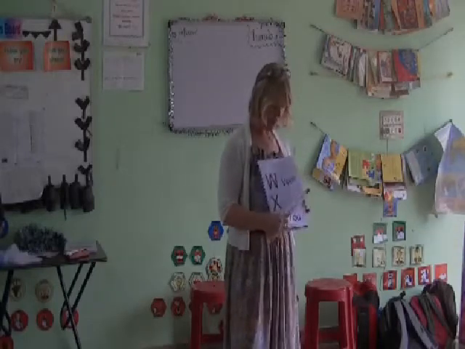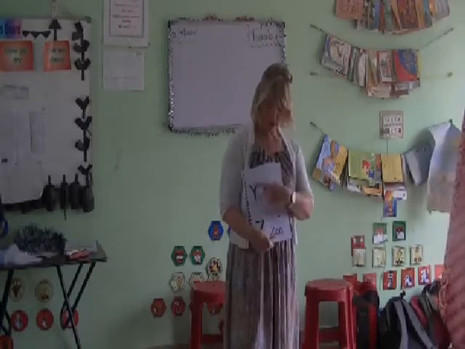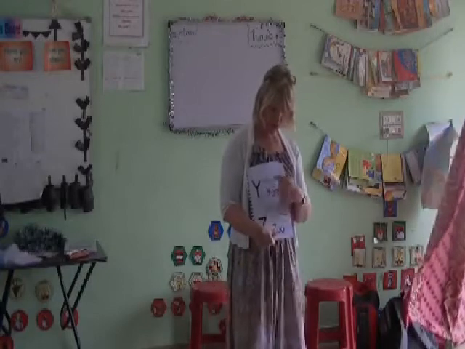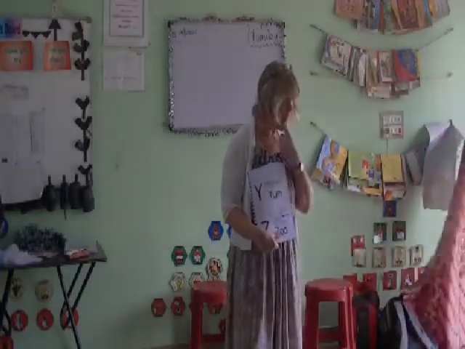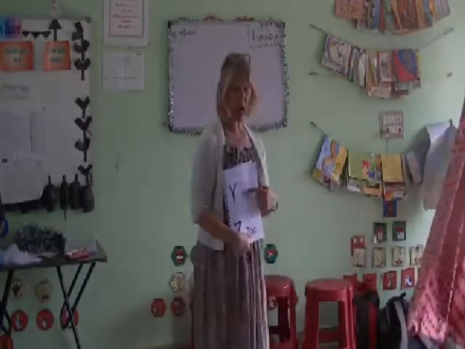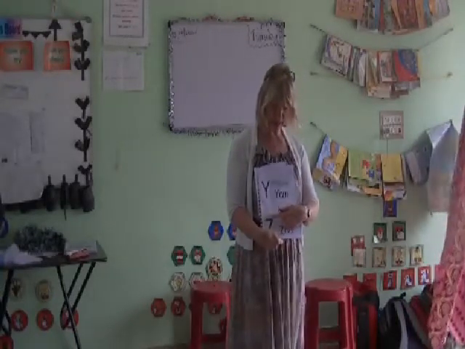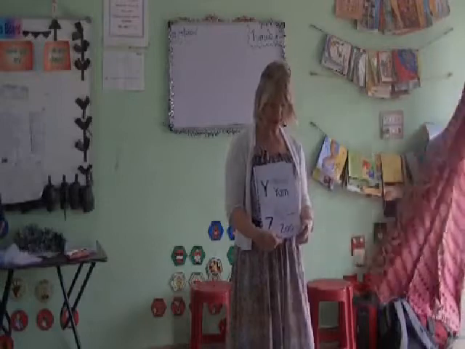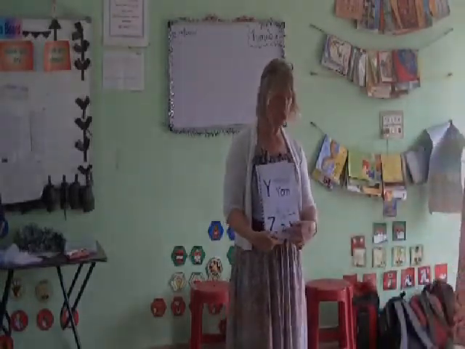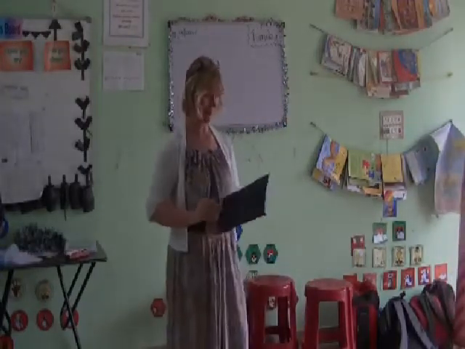Okay. Over here we have Y, and the sound is Y. Y for yarn. They're balls of wool, and they are called yarn. Here we have Z, and the sound is Z, and the word is zoo. Very good. You know lots of words, don't you?